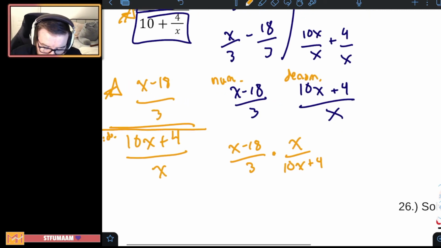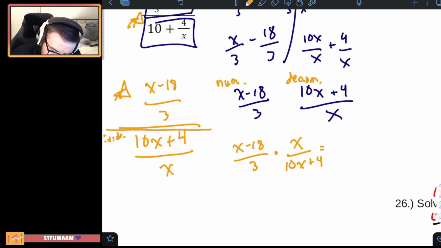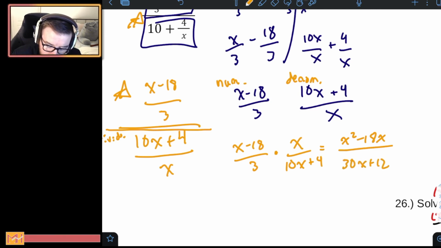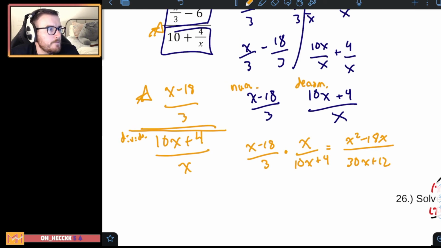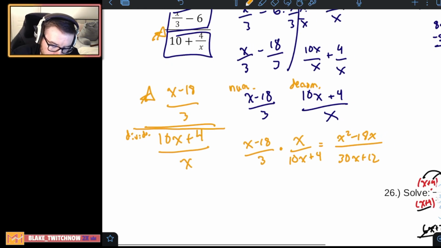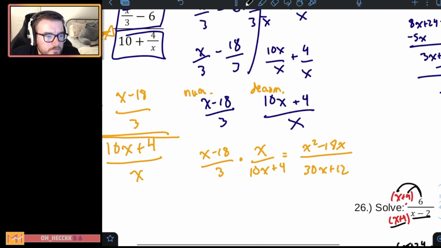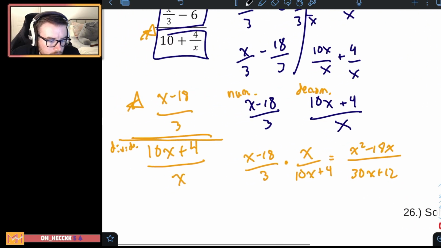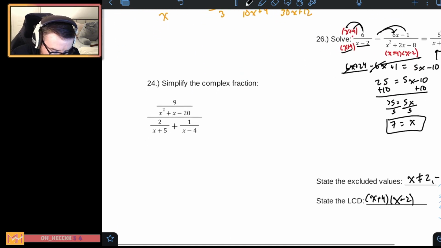So we're multiplying by the reciprocal, and we end up getting x squared minus 18x over 30x plus 12. End story. There it is. So we took this complex fraction and turned it into this. All right, last one. Simplify the complex fraction.